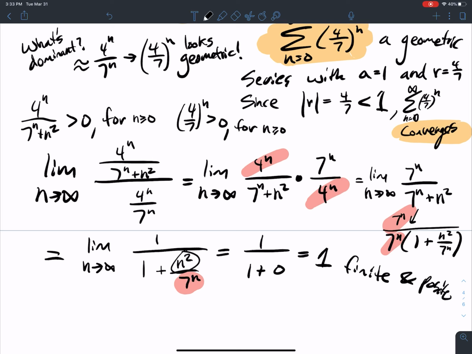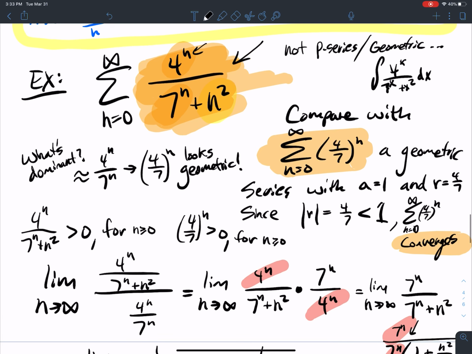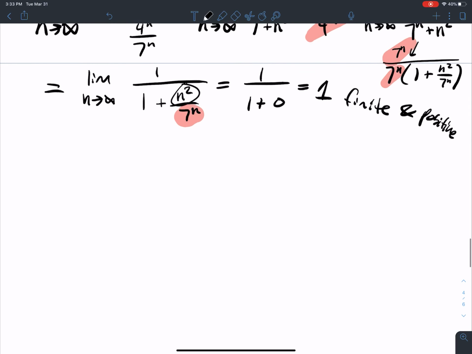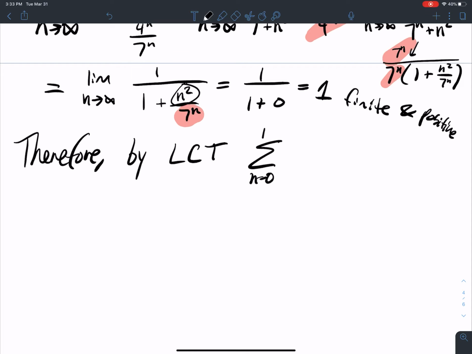So what does that tell me? That tells me that this series is also going to be convergent. Why? Because the series that we compared with is convergent. So let's write this up formally. Therefore, by the limit comparison test, the series n equals 0 to infinity, 4 to the n over 7 to the n plus n squared converges.